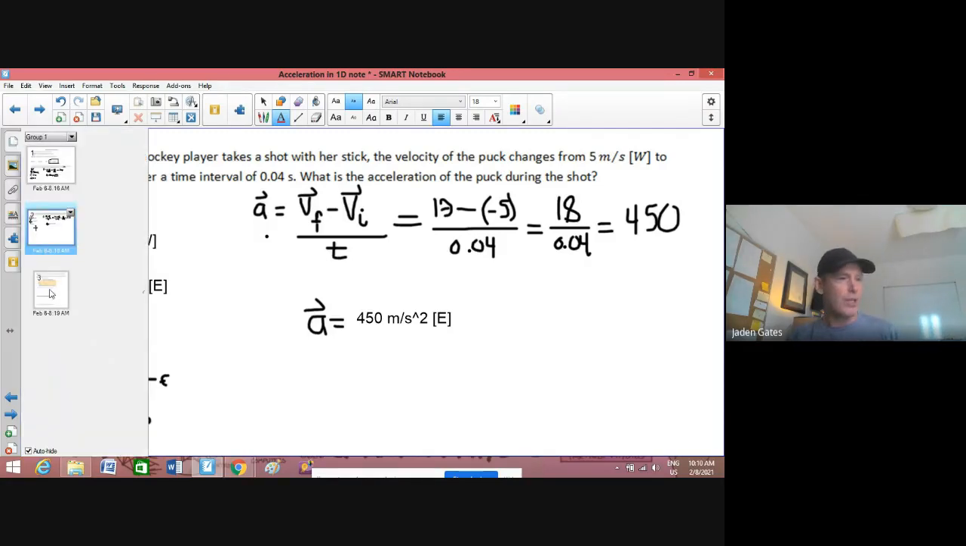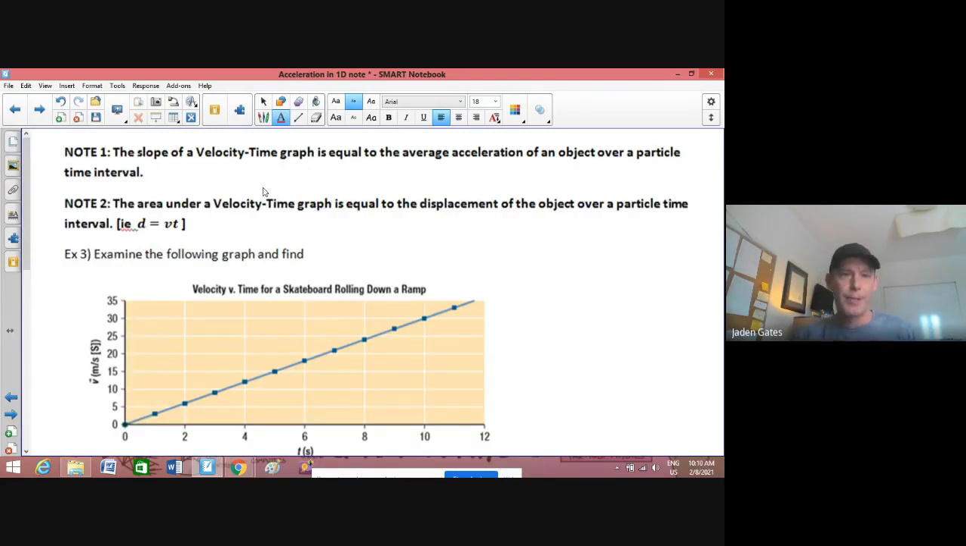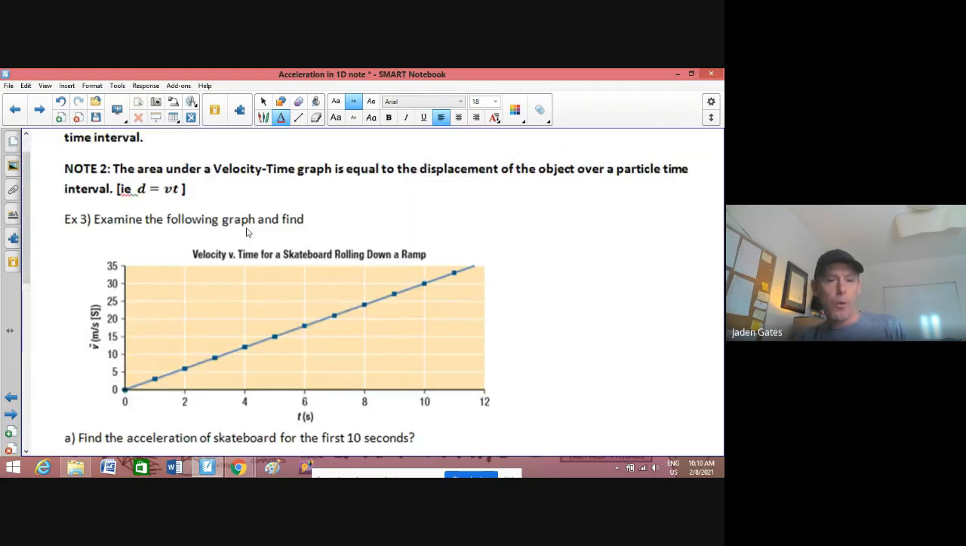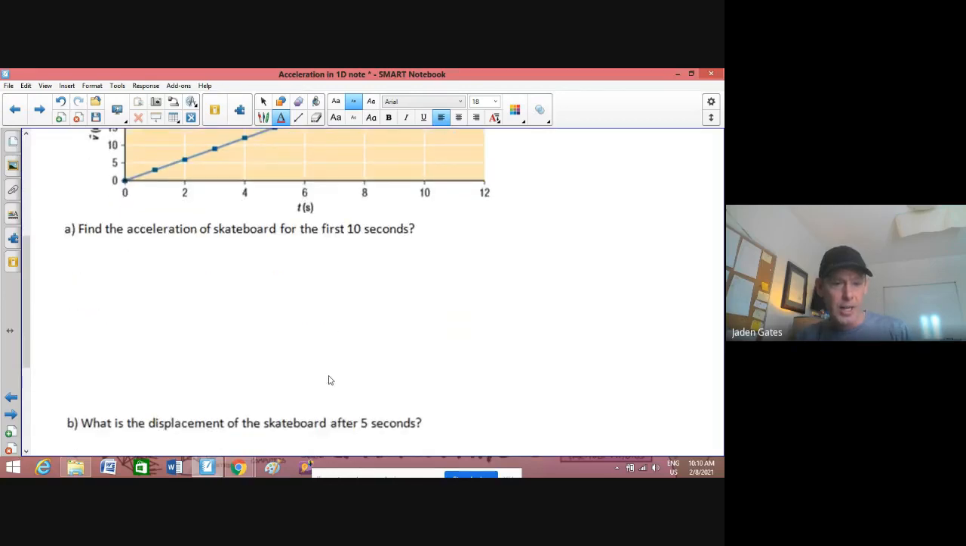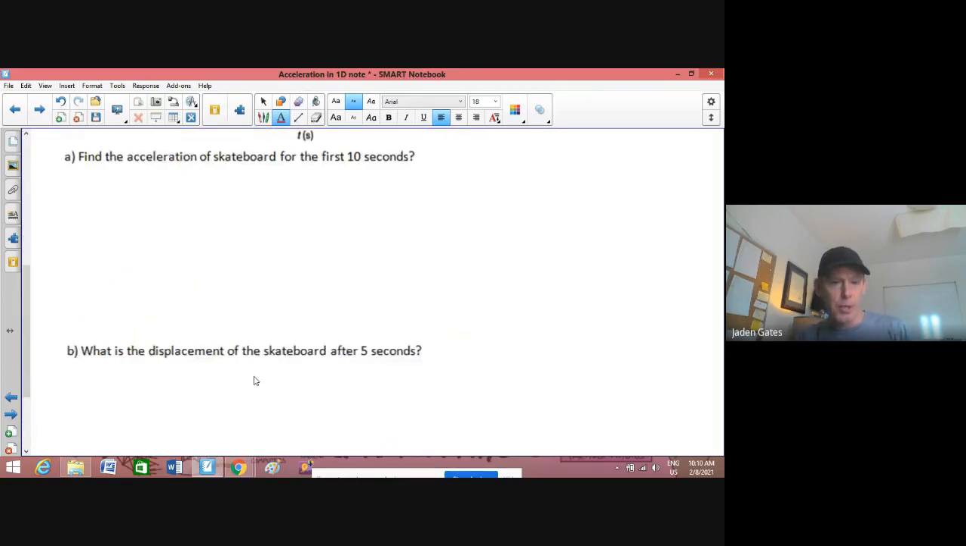All right, so now next up, here's a reason that I'm doing this lesson as a presentation: we got a graph. All right, so again, I'm going to find the acceleration of the skateboard for the first 10 seconds, the displacement. All right.